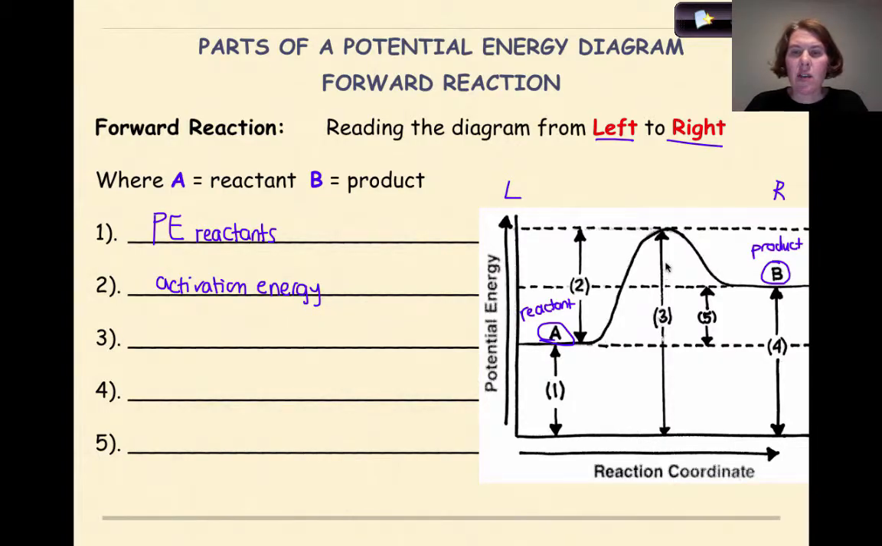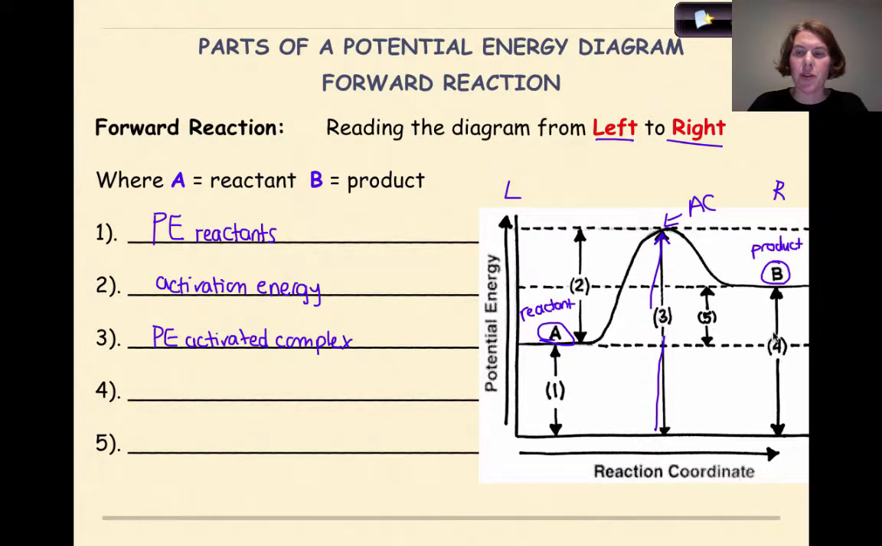Now let's find 3. Here's 3, this whole huge big line going all the way down here. 3 represents the potential energy of the activated complex. What that includes really is basically adding together your potential energy of your reactants plus your activation energy. So it's all the energy needed to get to the very top of the activated complex, which is right here.